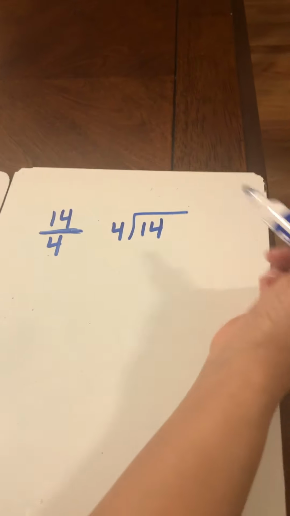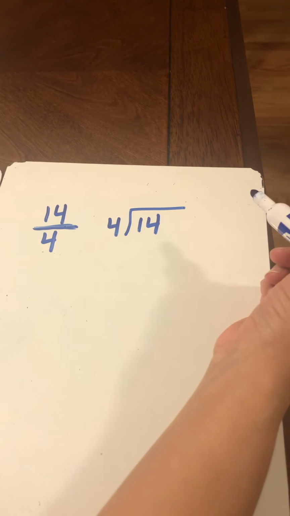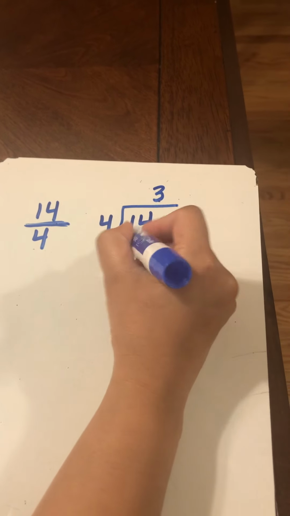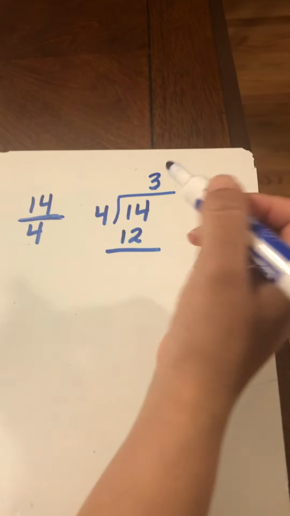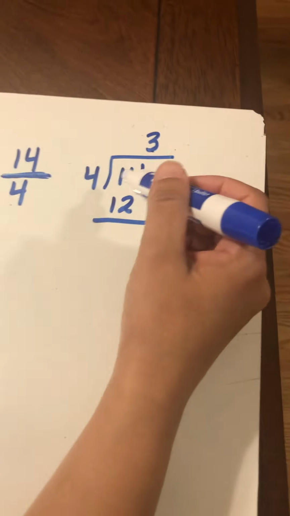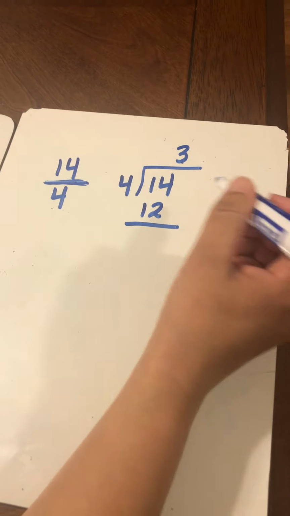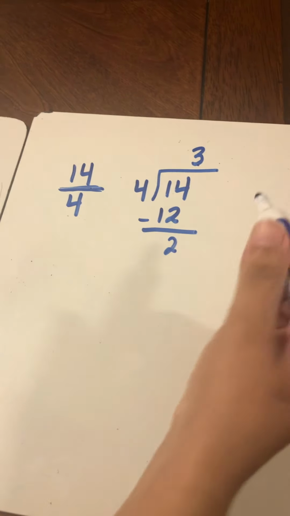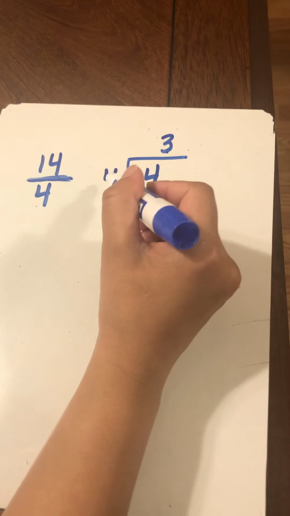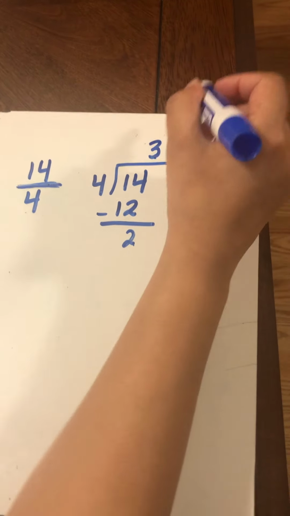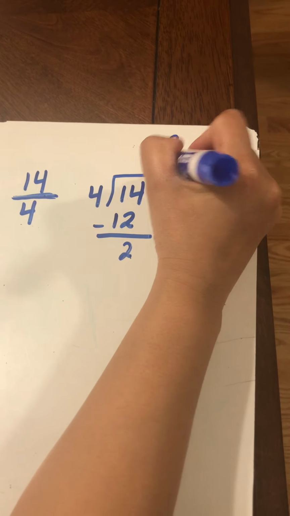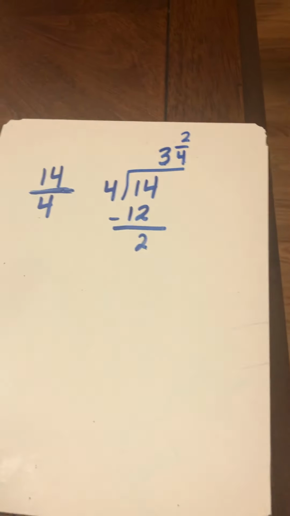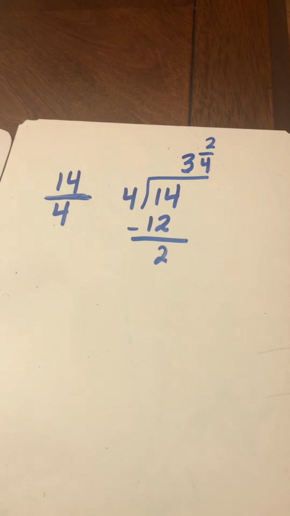So 4 goes into 14 3 times. 4, 8, 12, right? 3 times 4 is 12. We just think about the 4 times tables, and we think about what number is closest to 14 without going over. And then we subtract. 14 minus 12 is 2. And whatever we have left, we're going to put over the divisor. So 3 and 2 fourths. See that? So we took our improper fraction, and now we wrote it as a mixed number.